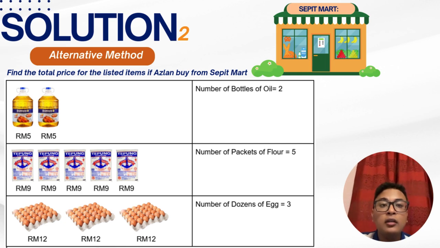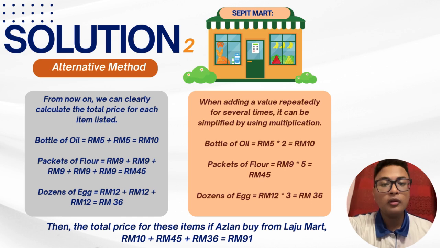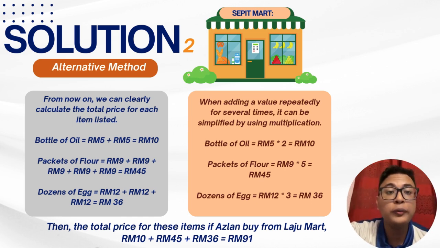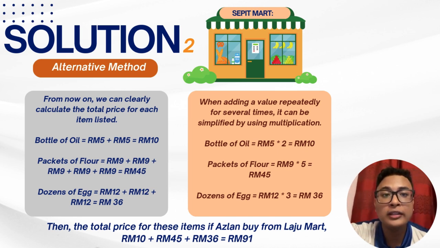So from this method, it makes it easy for us to calculate the total cost. From the picture we know that the number of oil is 2, the number of packets of flour is 5, and the dozen of eggs is 3. And we have the price label for each item.